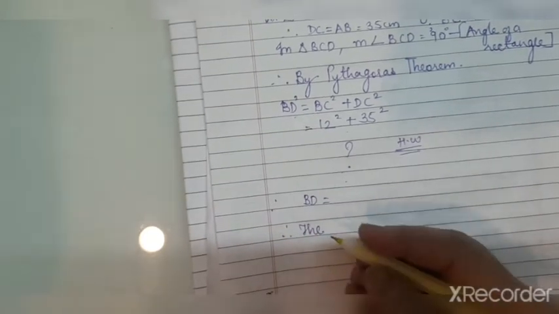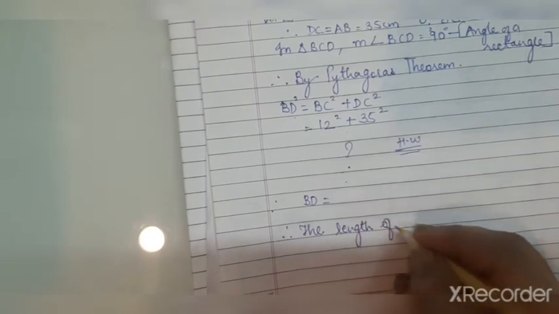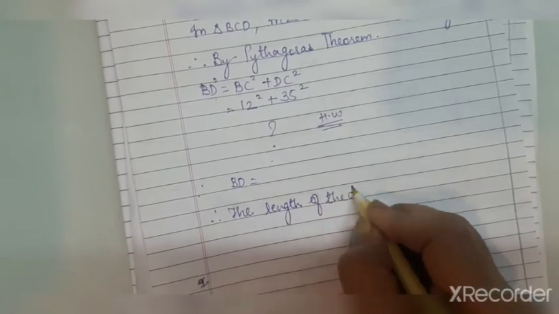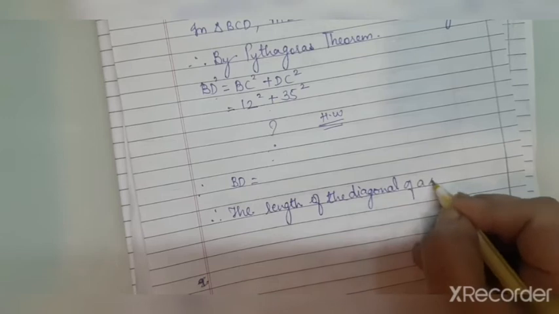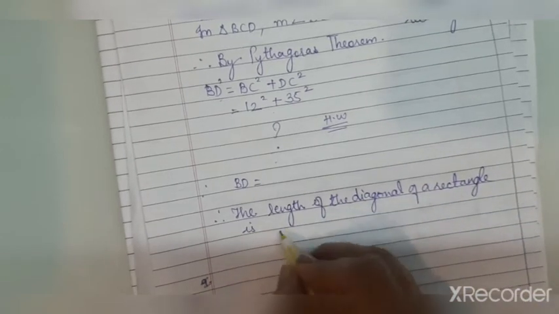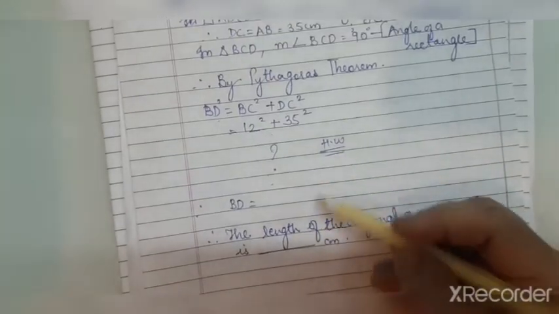length of the diagonal of a rectangle is so and so centimeter. This calculation you all have to do.